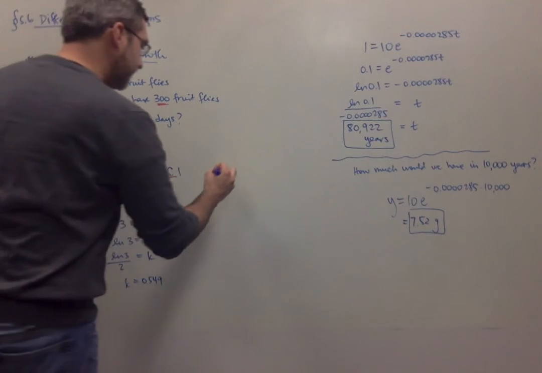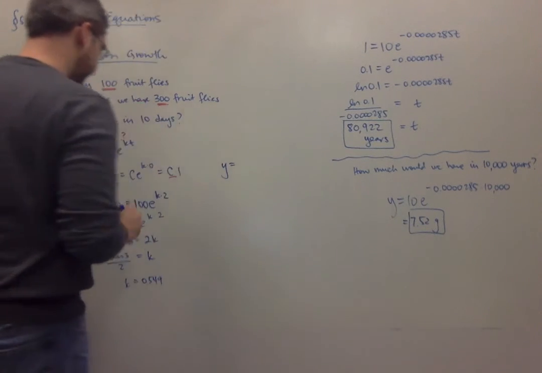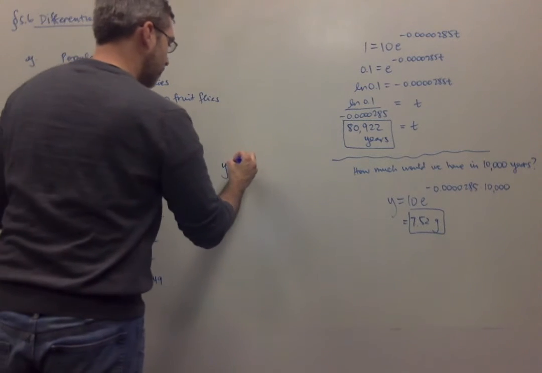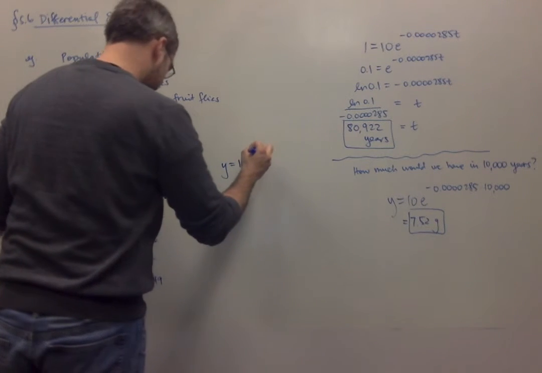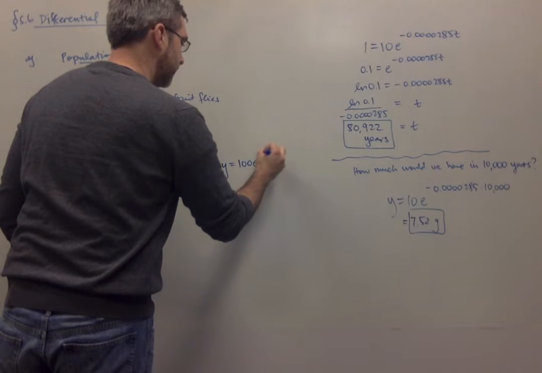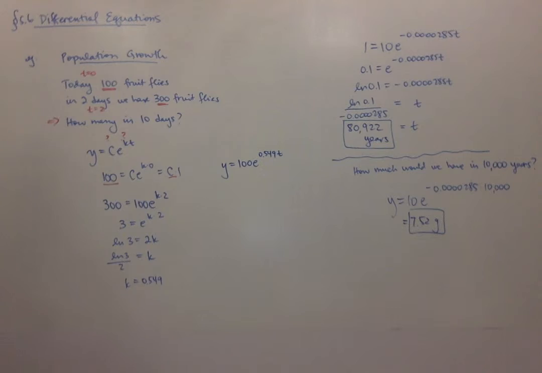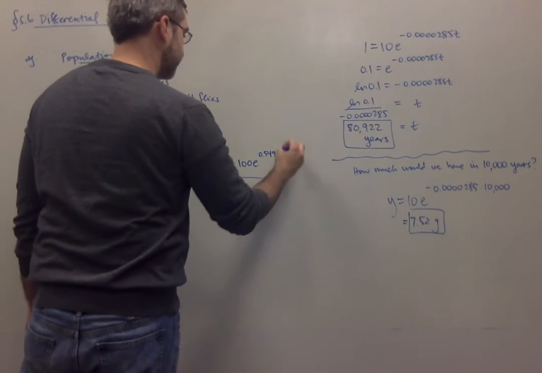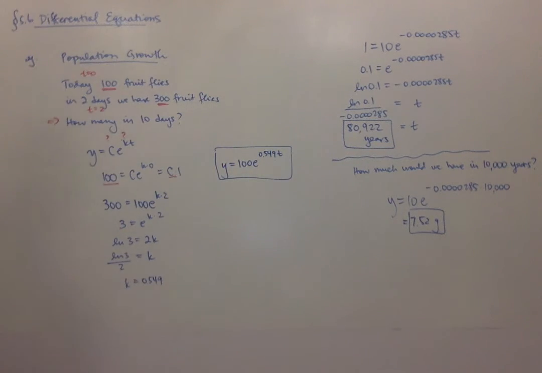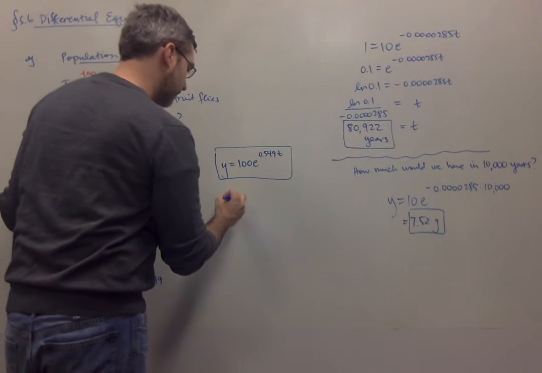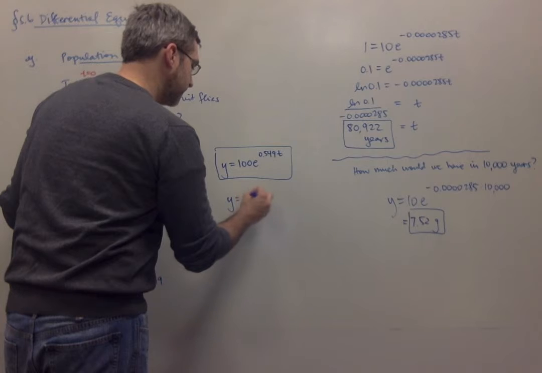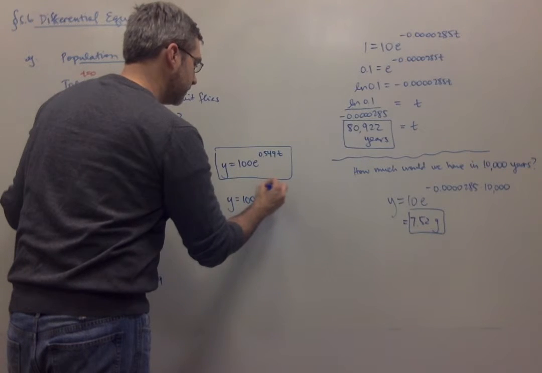So what we have here is our fruit fly population is governed by 100 e to the 0.549 t. That's our general equation here. So now if I were to ask, how many fruit flies will there be in 10 days? I'm simply going to plug in t equals 10.